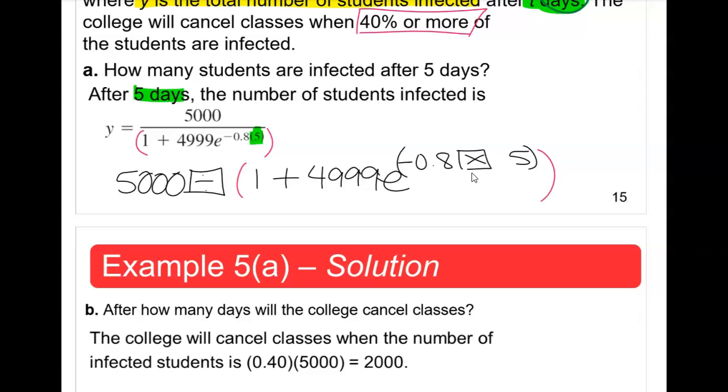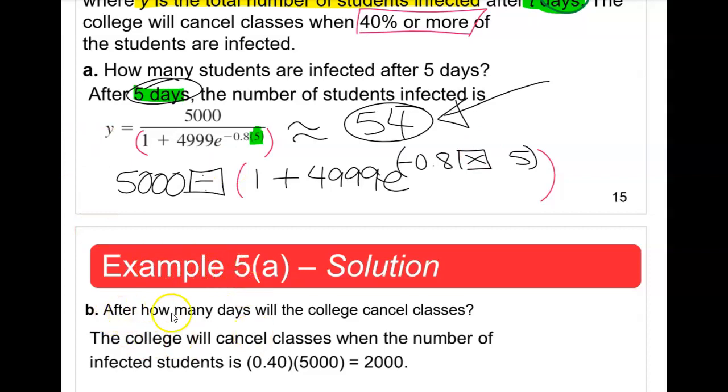So if you enter that correctly, you will find that it is approximately 54. So after 5 days, 54 students were infected. So let's see.